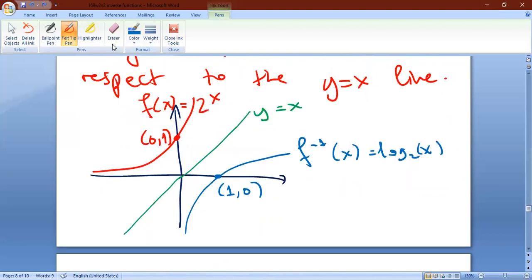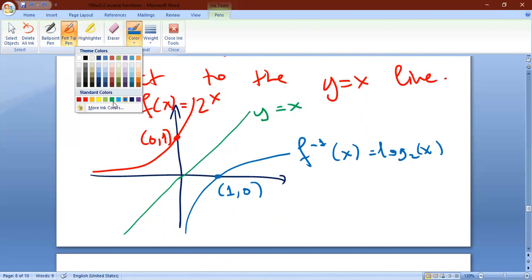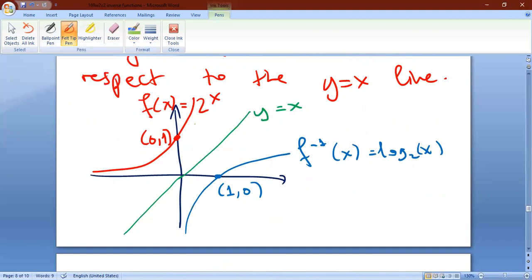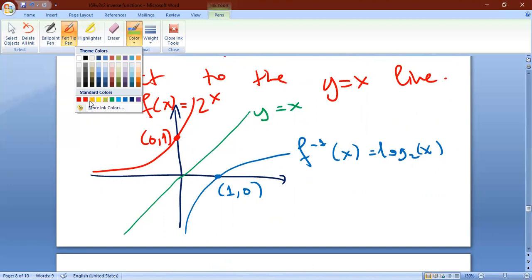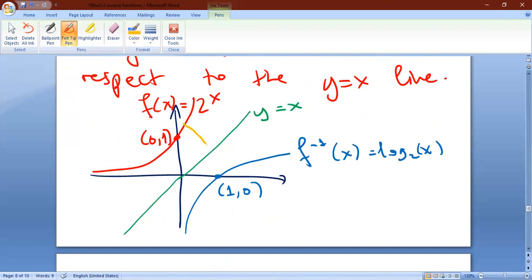So the mirror image: if you draw perpendicular lines from the graph to the y equals x line, they will be exactly equal. Like this point will be the same length, or this distance and this distance will be exactly the same. So it's going to be the mirror image with respect to y equals x.